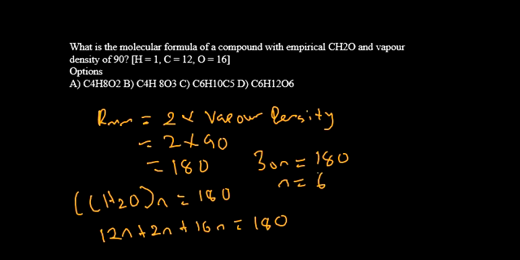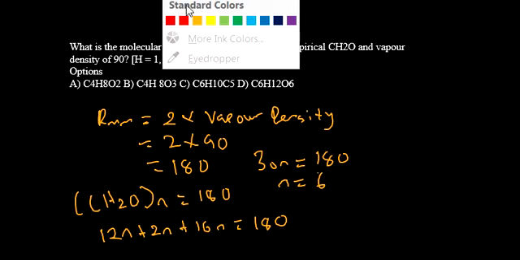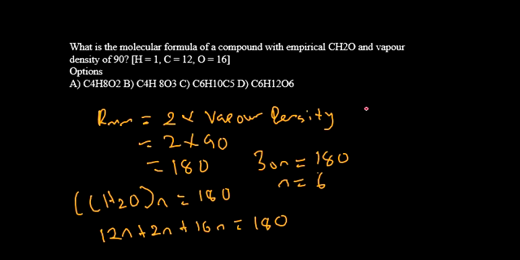That means that our molecular formula will be C6H, we have our H2 here, that is 2 times 6, C6H12O6. And that is all on chemical formulas or formulas in organic chemistry.